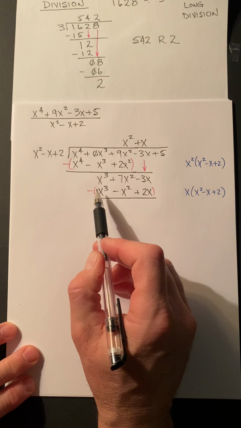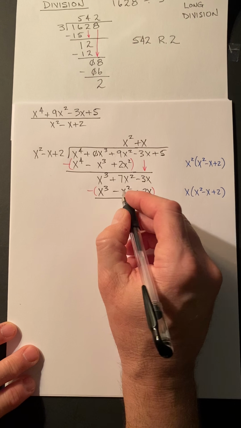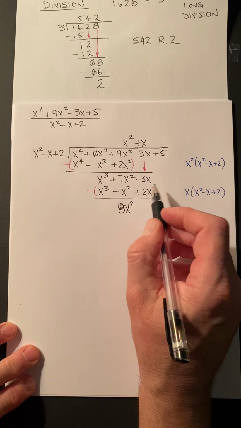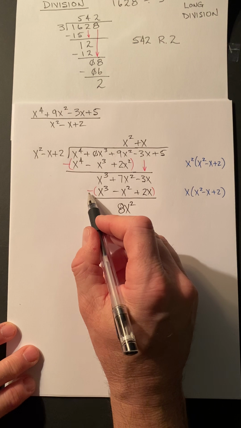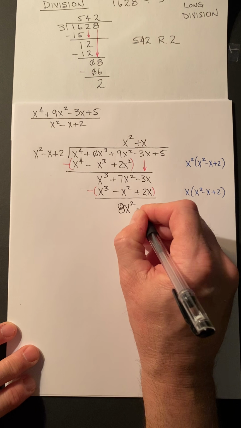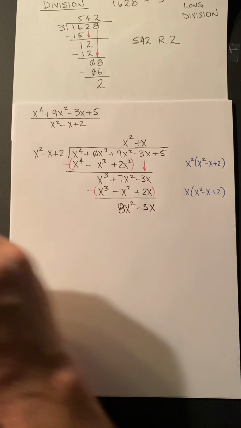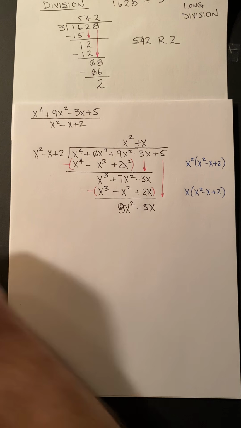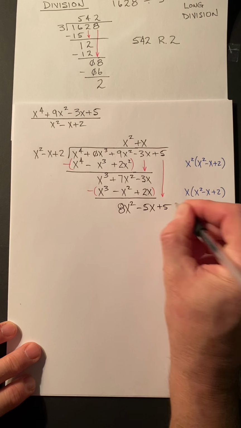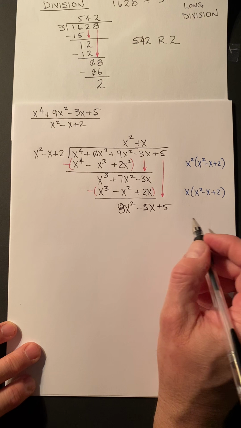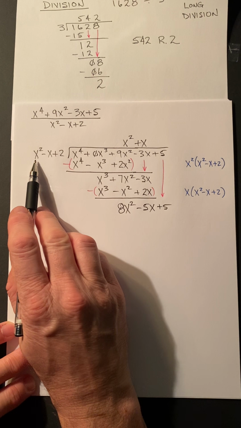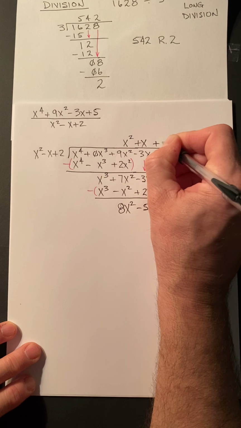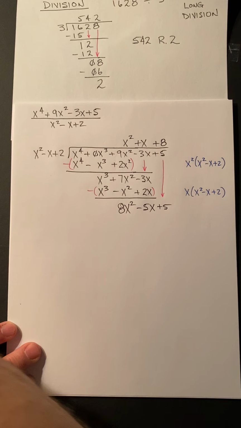Then I have 7 minus a minus, so that's a plus. I get 8x squared minus 3 minus positive 2. That's going to be minus 5x. And then I'm going to bring down my last term here, plus 5. And I'm going to ask myself, what do I multiply x squared by to get 8x squared? Well, that's simply going to be plus 8, isn't it?